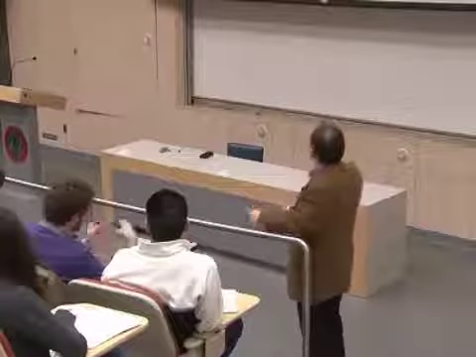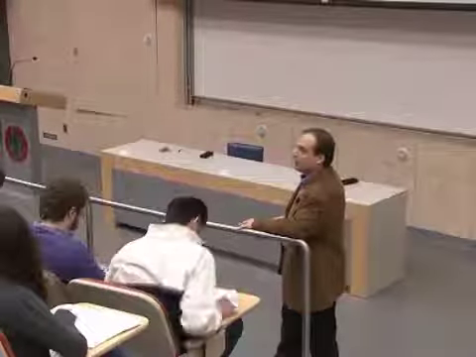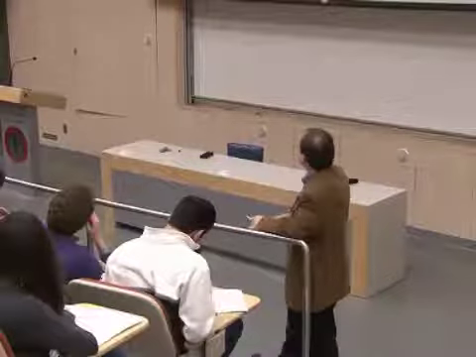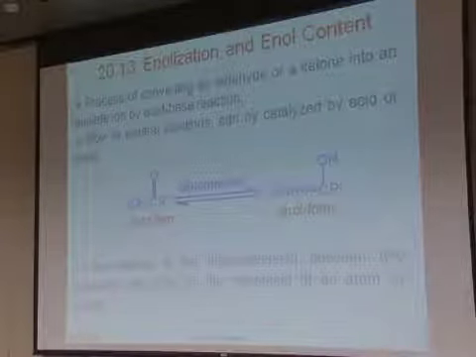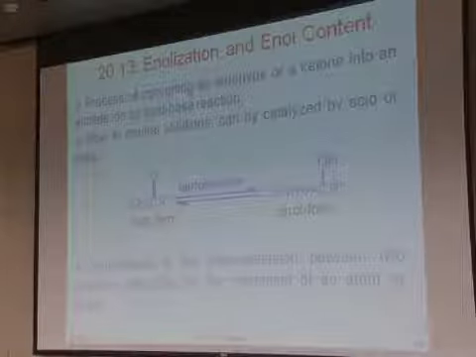Okay, so we will continue with the Enols and Enolates chapter. And now we're going to talk about the enolization and the enol content. As you know, when we have an enol, it will tautomerize into the ketone. And we're going to talk today about some compounds where the enol form is more stable than the ketone.